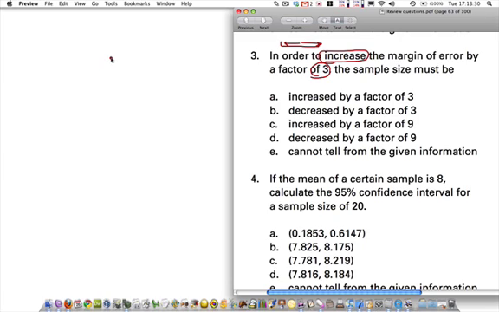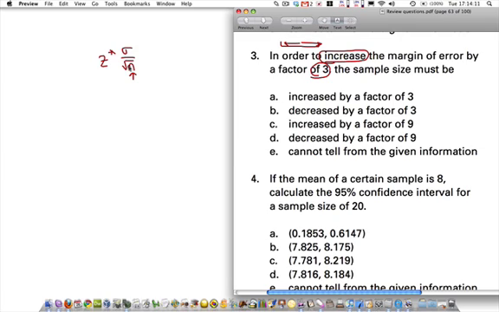Again, what determines the size of the margin of error is, again, this formula in the recipe for confidence intervals. Okay, all we're changing here is n. Okay, what do we have to do to this to make it 3 times as big? I'll let you ponder that for a second. Okay, the square root has a lot to do with it here.